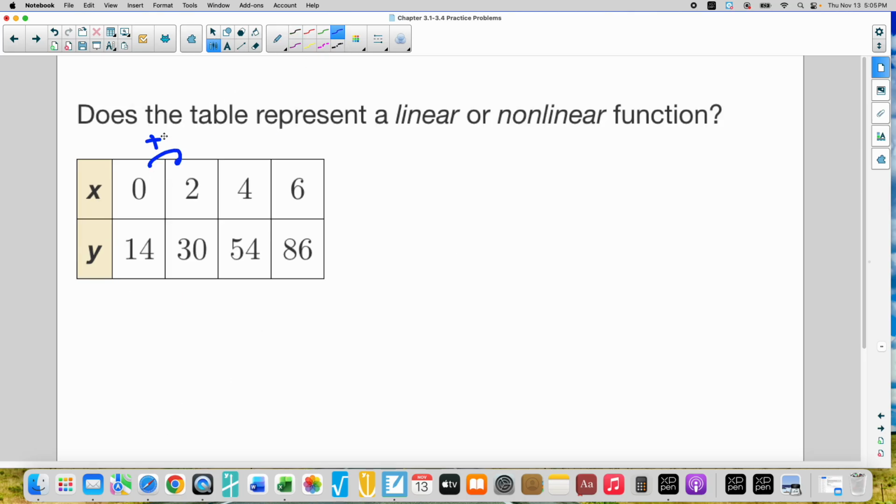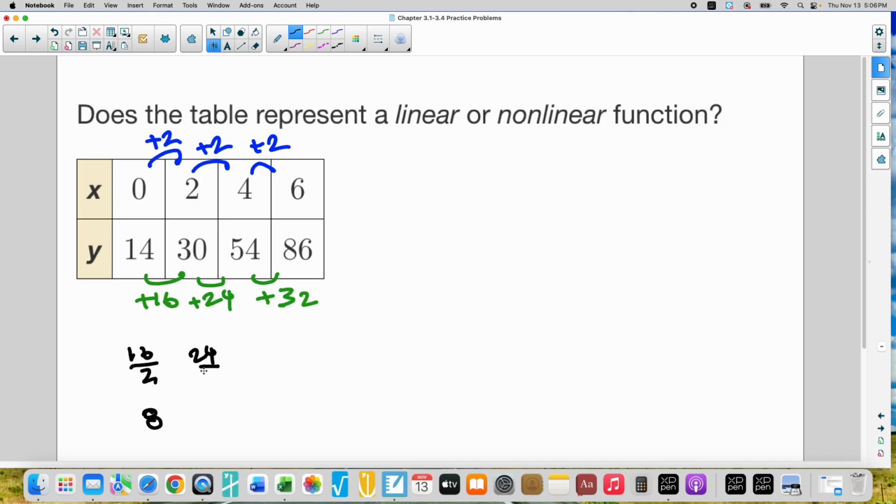Let's check. +2. That's +2. That's +2. This is +16. This is +24. And this is plus, what's that? Let's subtract properly. 32. That's 24. That is 16. So let's do the slopes. 16 over 2, which simplifies to 8. 24 over 2, which simplifies to 12. And 32 over 2, which simplifies to 16.